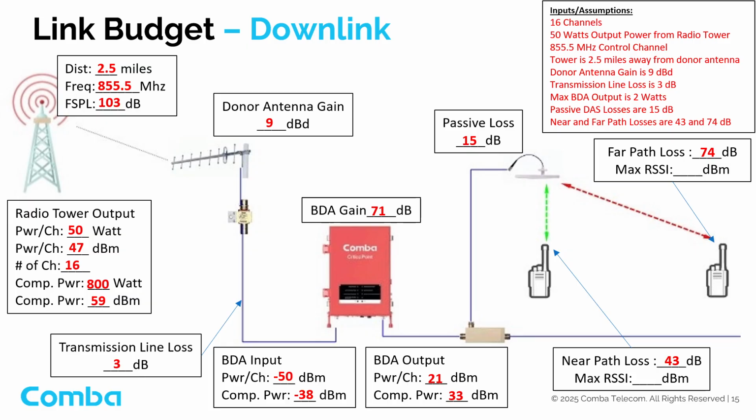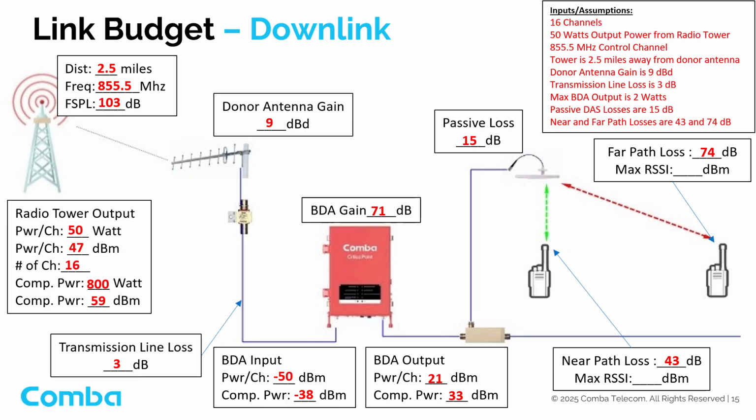Next, we calculate the portable radio received signal strength. It's important to note that only a single channel measurement is taken. A radio measures the signal strength on its tuned channel, not the total composite power. Once the BDA gain has been set based on the composite power, we can disregard the composite value and focus solely on the per-channel power level.